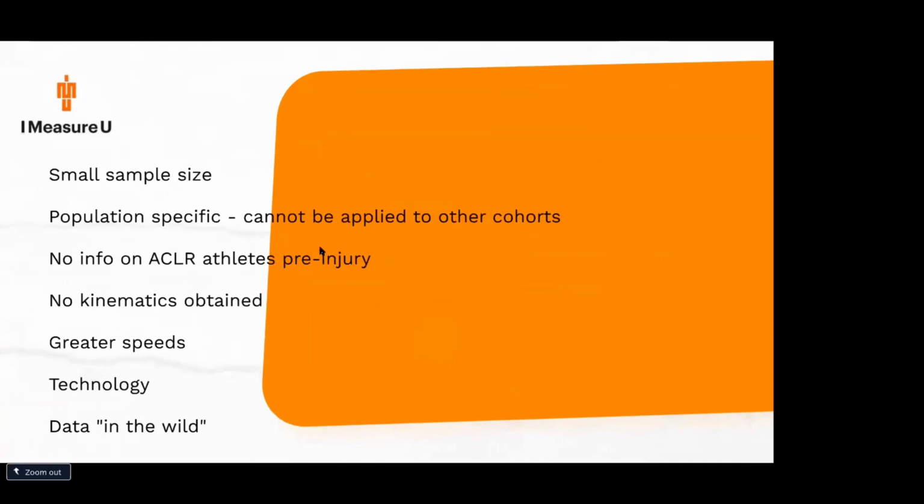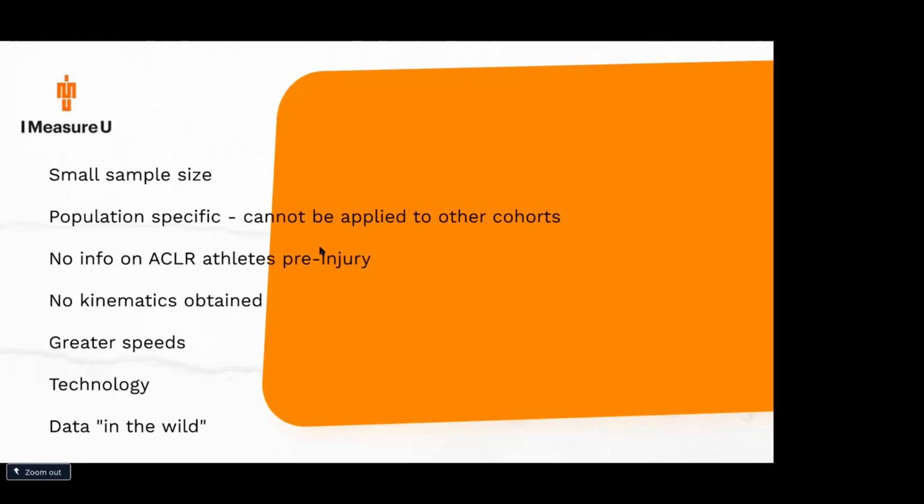So in terms of the limitations and future considerations, the first few of these are stated in the paper. The authors are clear that the sample size was small, although they obviously reported on effect sizes, which is fantastic. This is population specific, only based on football, soccer athletes, so the results of this study can't necessarily be applied to other cohorts. There was no information on the asymmetries of the ACLR athletes pre-injury. So again, we have no idea where these athletes were coming from.